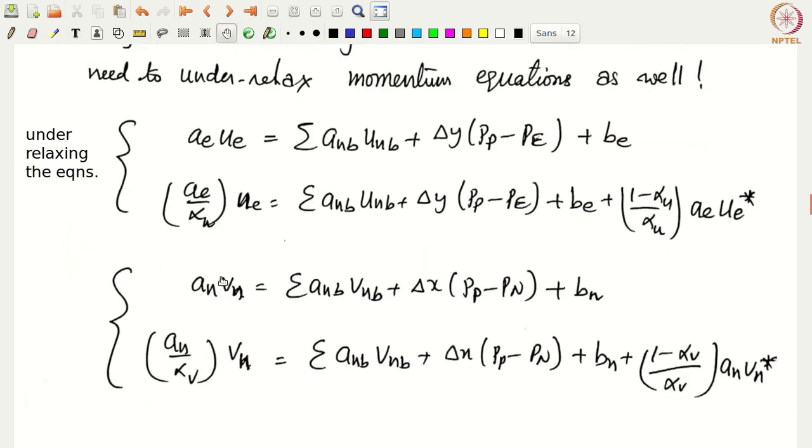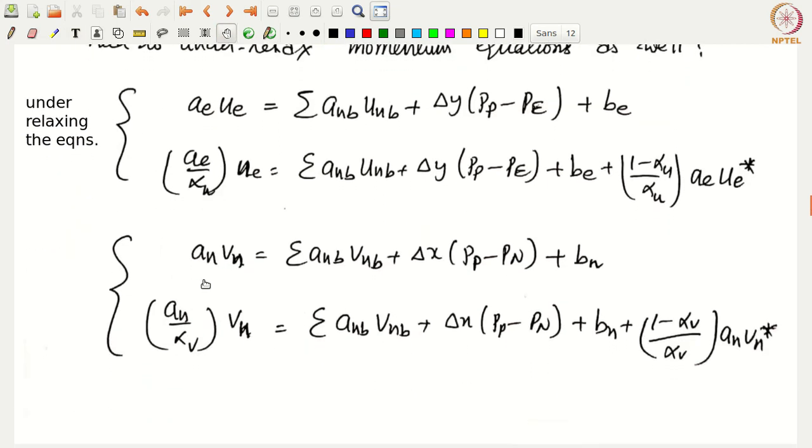We can do a similar thing for the Y momentum equation, that is AN VN equals sigma NB VNB plus delta x times PP minus PN plus BN. And if you want to under relax this equation, you write AN over alpha V times VN equals sigma NB VNB plus delta x times PP minus PN plus BN, plus 1 minus alpha V by alpha V times AN VN star. One question could be again, what would be the values of alpha u and alpha v? Again, they are dependent on the case. You could probably take them around 0.8 or 0.7, and they need not be the same. They can be different as well, and they need not be the same as the pressure under relaxation either.